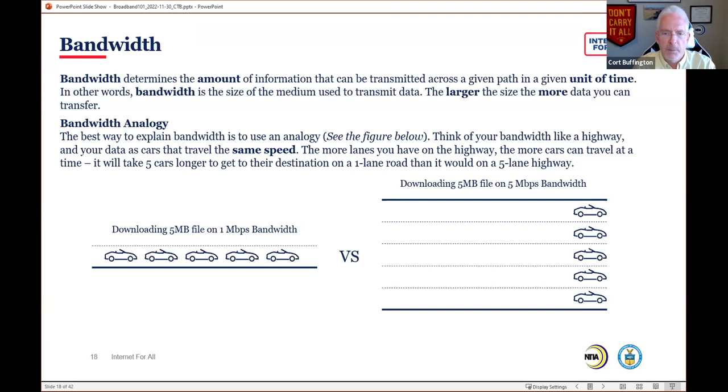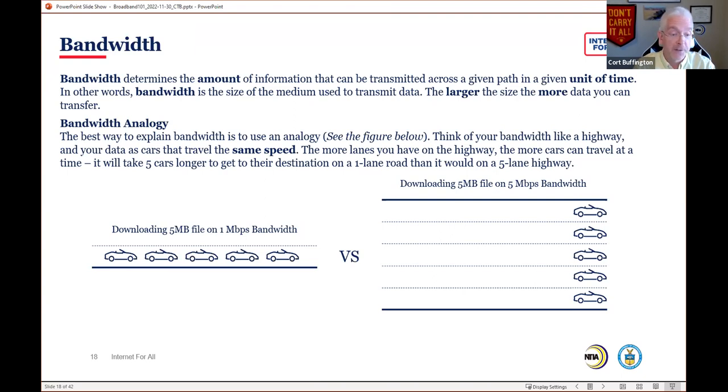We're using a road analogy here, so we kind of pick two different pictures. There are two things that we can change to increase the bandwidth, or be able to move more data effectively in the same amount of time. Using the road analogy, we can either increase the speed limit and drive faster, or we can add more lanes to the road. Both of these are viable ways to increase the speed that we can move data from one point to another.